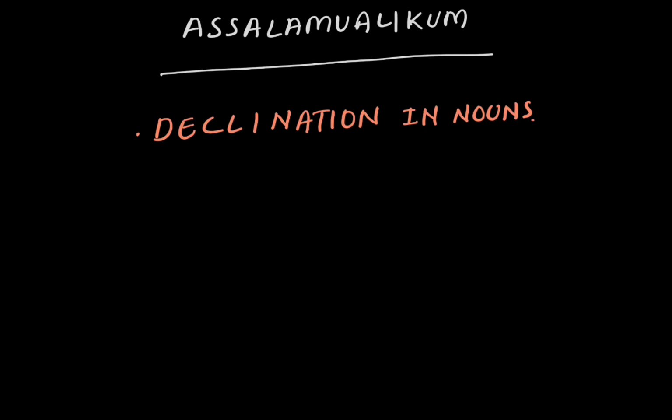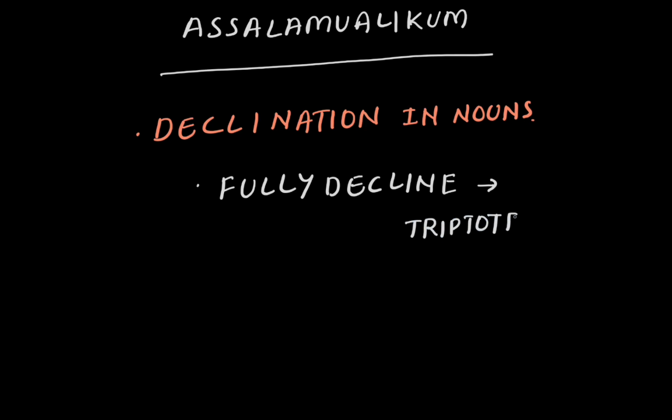So last class we have studied about i'rab in feminine nouns. Inshallah, in today's class we'll be studying about declination in nouns. In previous classes we have studied about the nouns which show full declination. These nouns are known as triptotes. That is, we have seen the three categories, that is marfu, mansub and the majrur state. So that means the noun is fully declining. The fully declining nouns are known as triptotes.